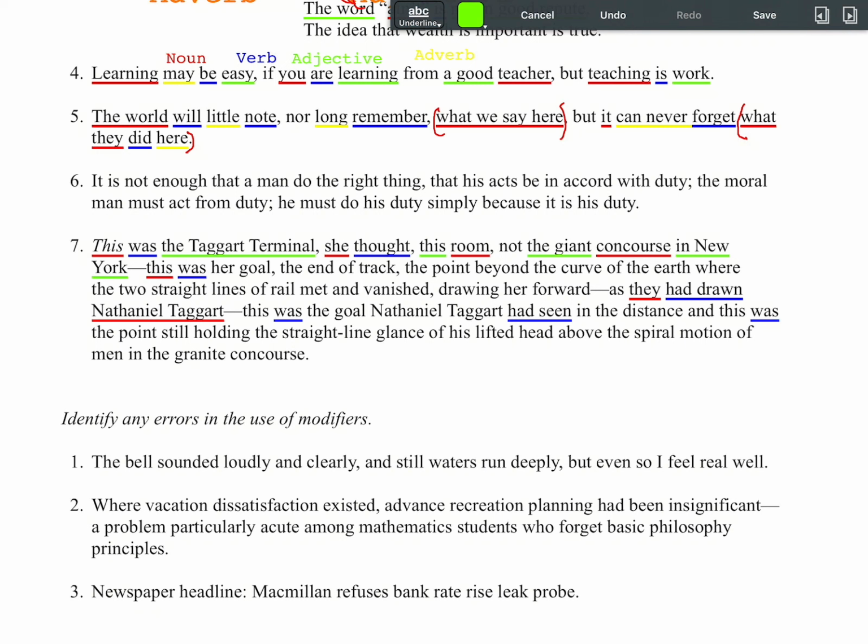"Her goal" is the object, and then "her" modifies "goal." It tells you what type of goal. So then the question is whether "goal" is an adjective telling you about this, or whether it's a noun. Because a goal is a thing. I think it's an adjective phrase.